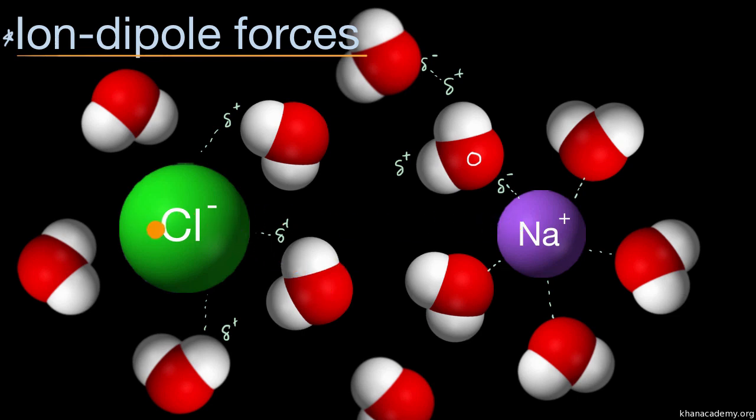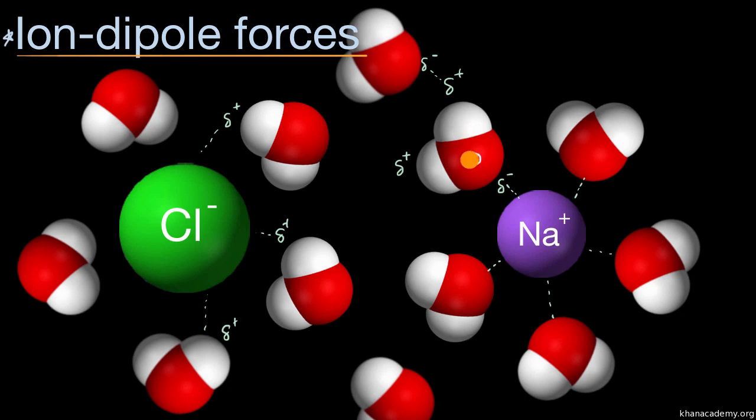You're going to have a stronger ion-dipole force if you have stronger charges on the ions. So instead of a sodium with a positive 1 charge, if you had a calcium ion that had a positive 2 charge, then the partially negative ends of the water molecules would be even more strongly attracted. You would have stronger ion-dipole forces. Similarly, if you have stronger dipole moments, that will also make the ion-dipole forces stronger, or vice versa.